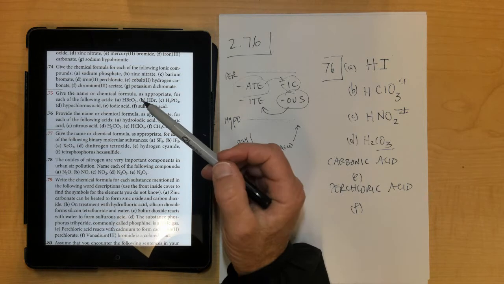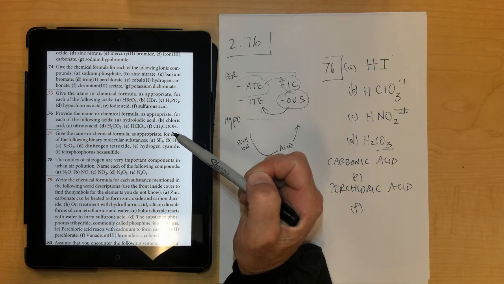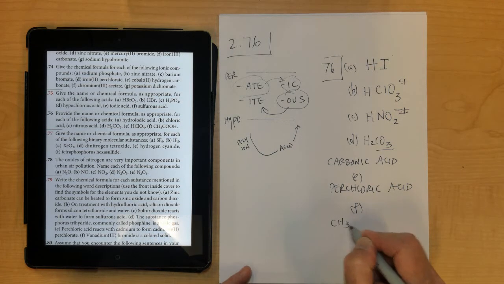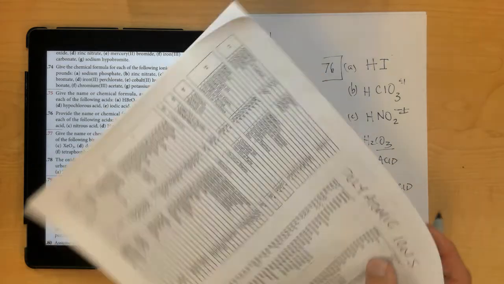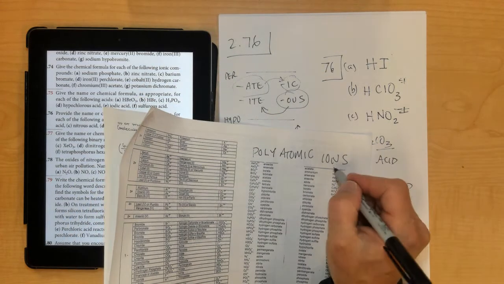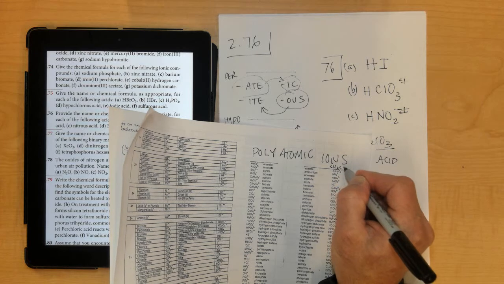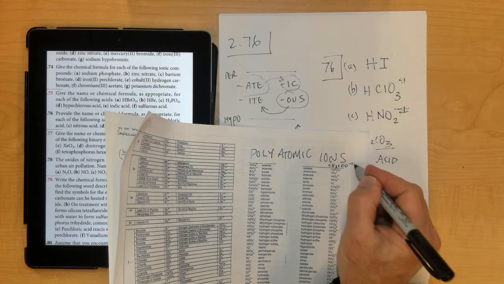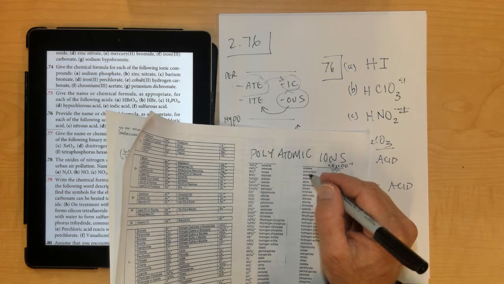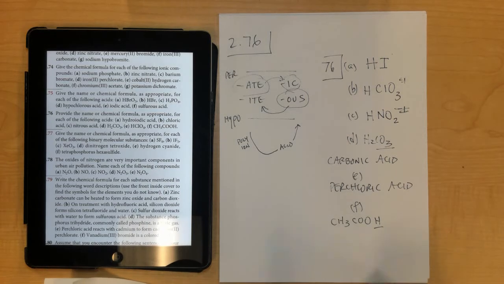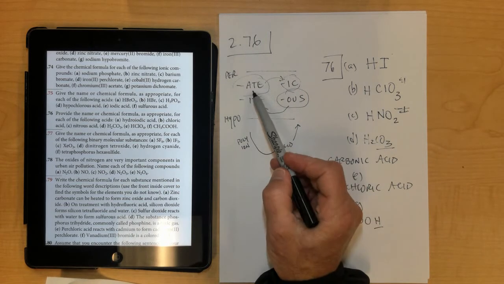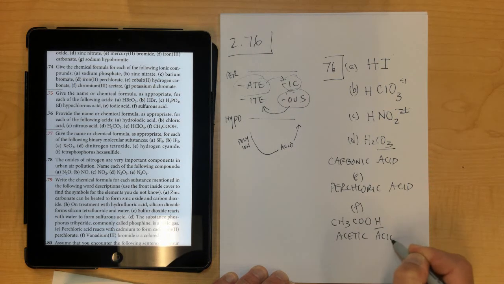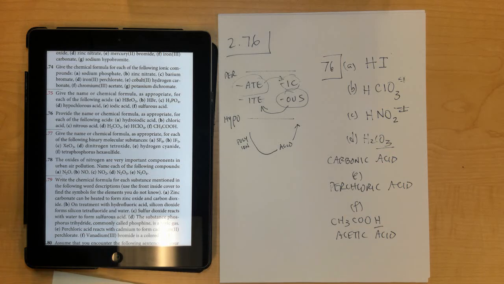And then letter F, CH3COOH, the choo-choo acid right here. This one has the polyatomic ion CH3COO, which, if you haven't done already, on your list of polyatomic ions, rewrite acetate, because it can be written either as C2H3O2 or as CH3COO-. So it's the acetate polyatomic ion with one more H on it that makes it an acid. Since it ends in ate, you change it to ic, so it's called acetic acid from acetate. That's number 76.